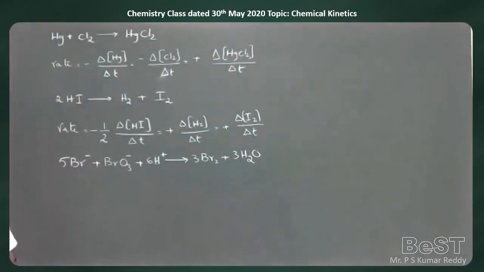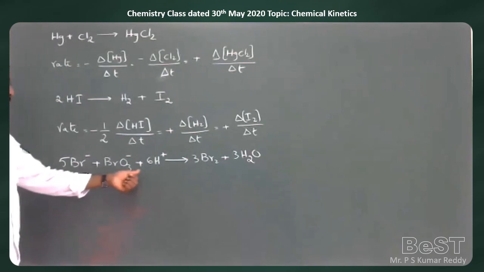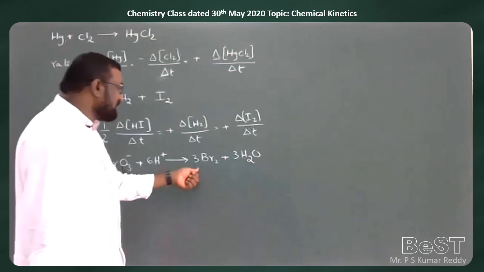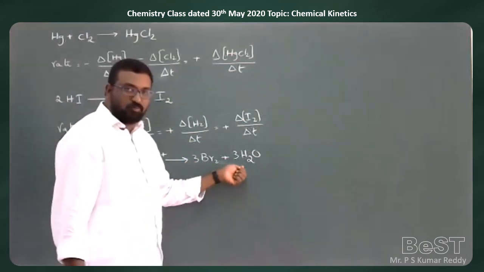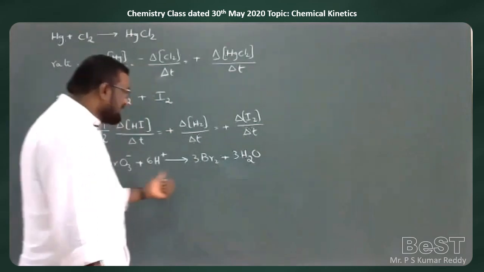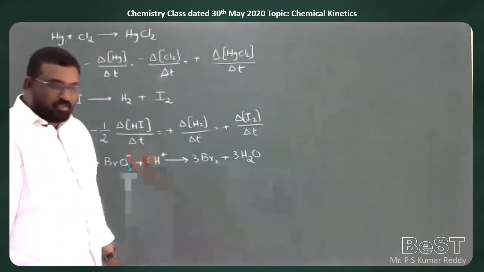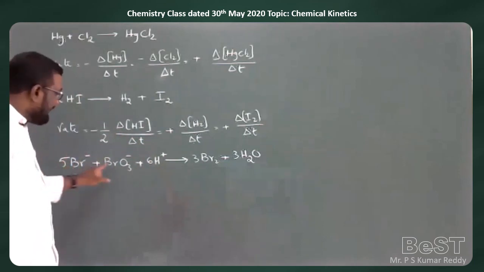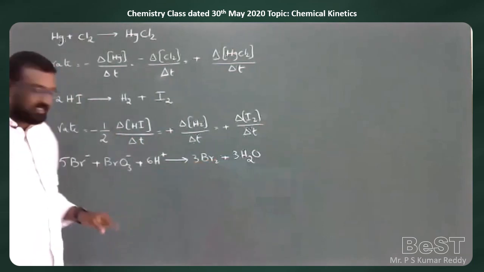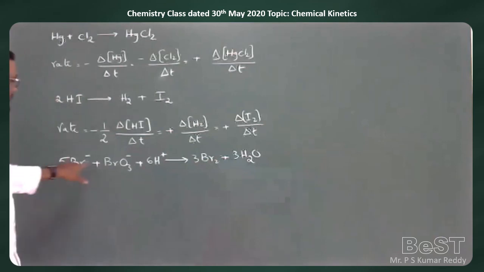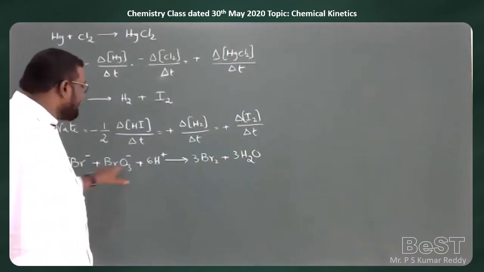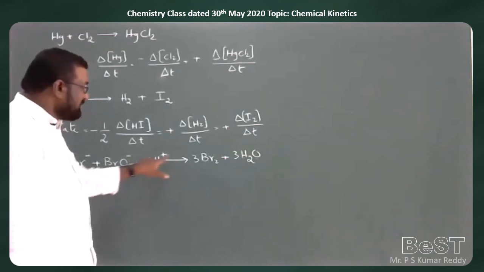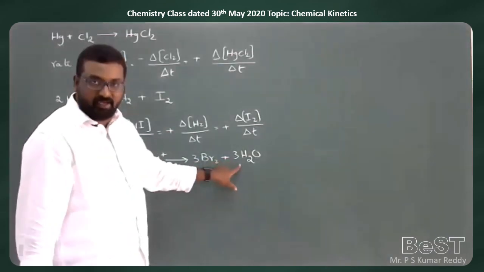Now, if you see, I had given one more equation on the board. 5Br minus plus BrO3 minus plus 6H plus gives rise to 3Br2 plus 3H2O. So this is a balanced stoichiometric equation. Here you have different stoichiometric coefficients. Here the stoichiometric coefficient is 5. Here it is 1. Here it is 6. Here it is 3, and here it is 3.